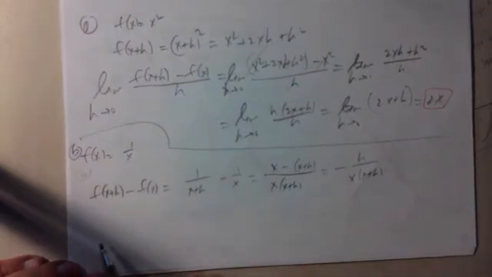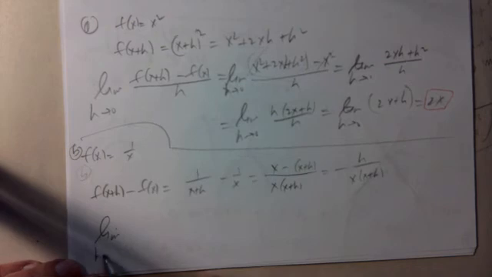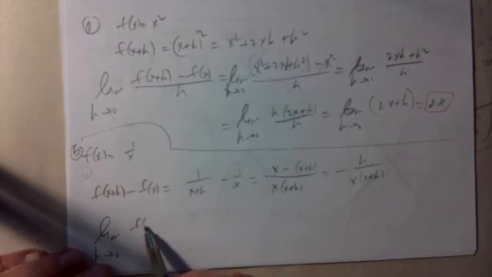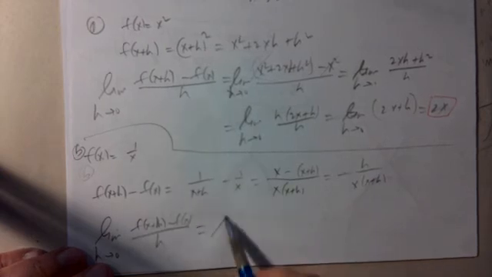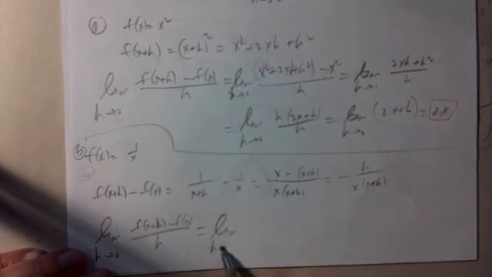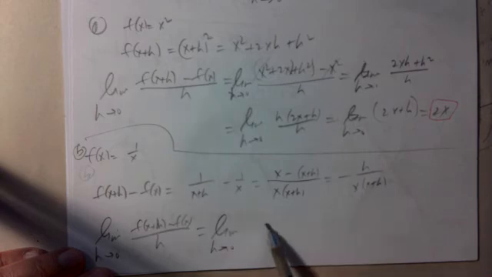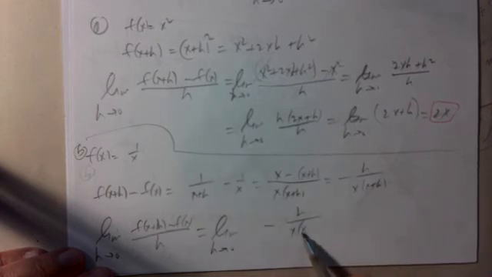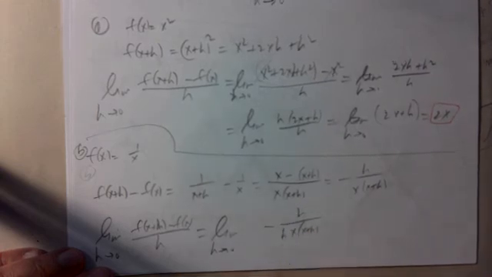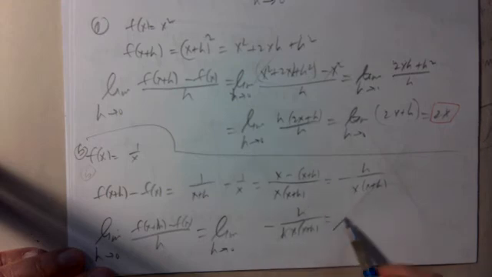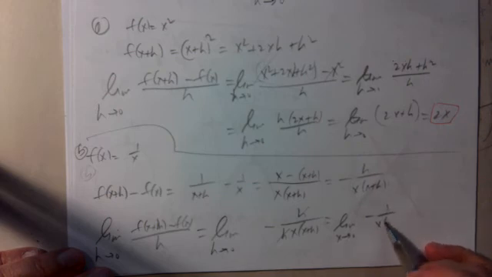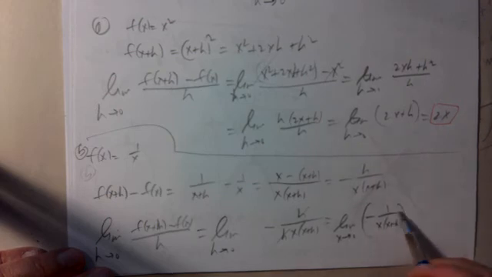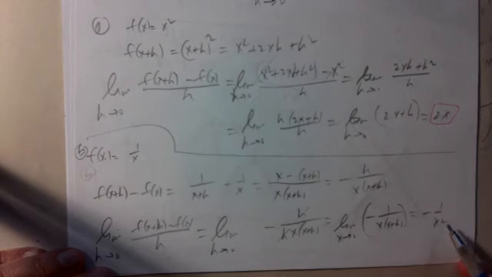So then if you take the limit as h goes to 0 of f of x plus h minus f of x over h, that's the limit as h goes to 0 of minus h over x times (x plus h), divided by h. Of course, the h's cancel. You get the limit as h goes to 0 of minus 1 over x times (x plus h). And as h goes to 0, this goes to x times x. You get minus 1 over x squared.